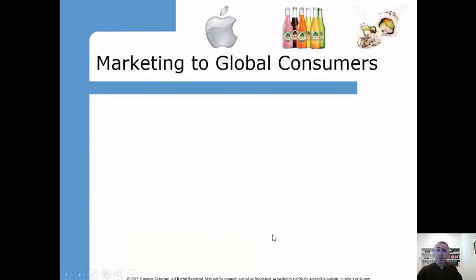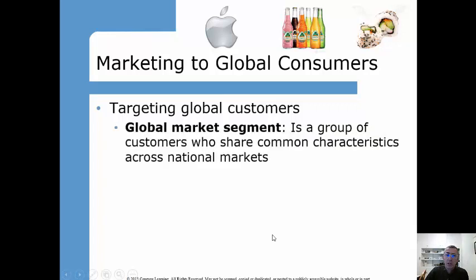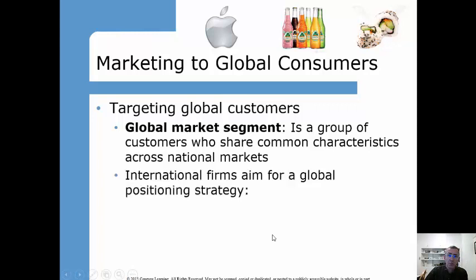Marketing to the global consumer. Well, here I have a couple of things. When you think about these three symbols, we all know that's Apple. We of course know it's an American multinational, but that symbol is really marketed all over the world now. Jarritos, not too long ago, really was not readily available in the United States, and now it's everywhere. Sushi, again, not that long ago, Americans really were not eating that much sushi, and now it's a staple for many, many Americans. So when you think about marketing to global consumers, the global market segment is a group of customers who share common characteristics across national markets.